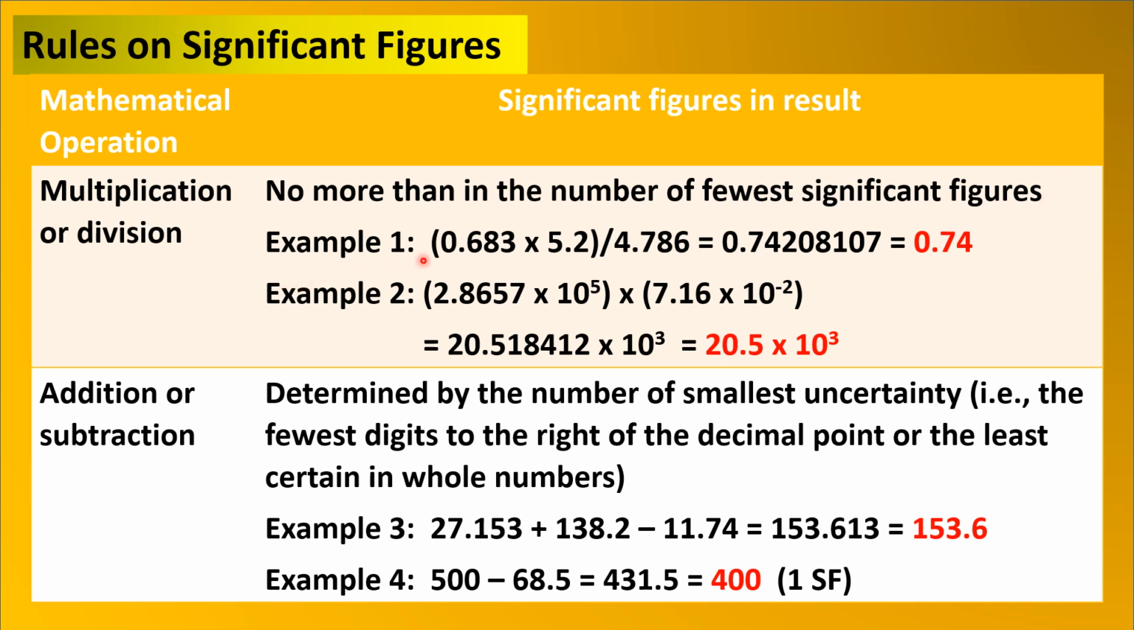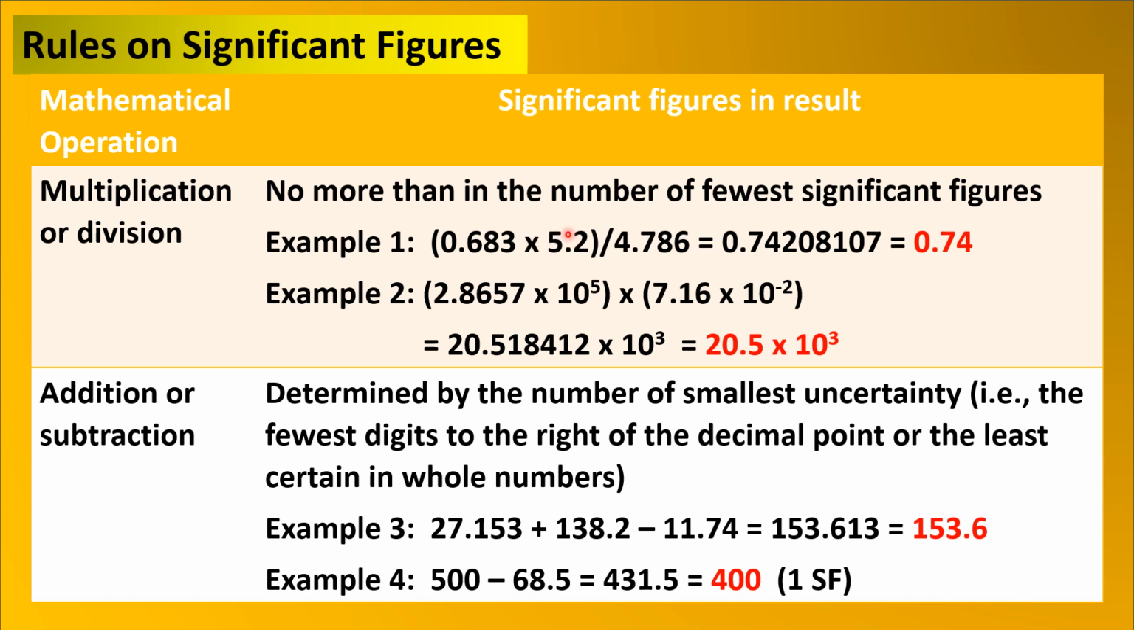Example 1. 0.683 multiplied by 5.2 and then divided by 4.786. We do away with the usual units for simplicity, but these numbers or measurements are real measurements. With the help of your calculator, this is what will come out: 0.74208. Then you have to decide how you should round it off so that it will only have 2 significant figures.